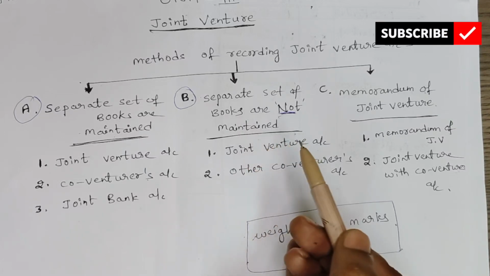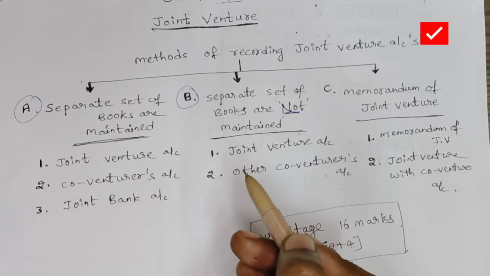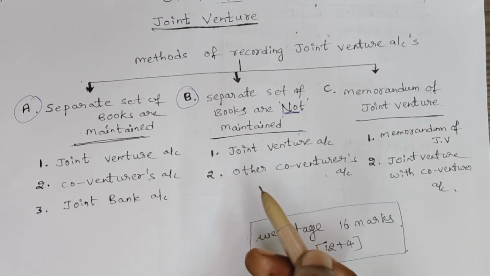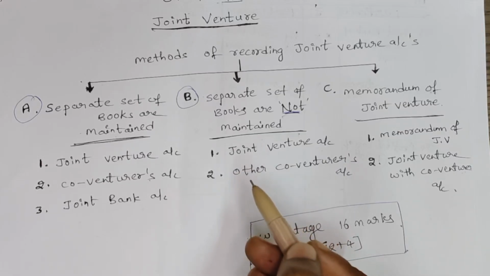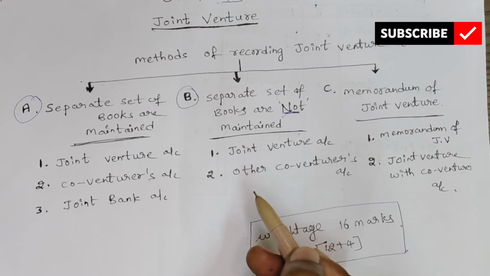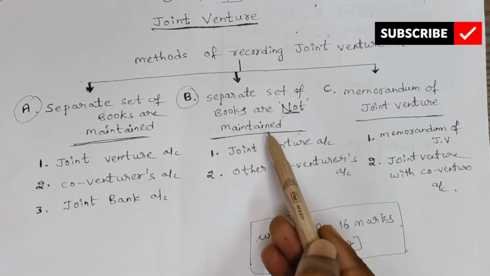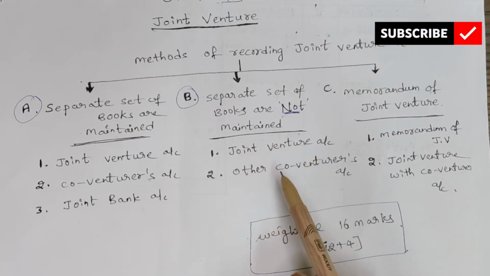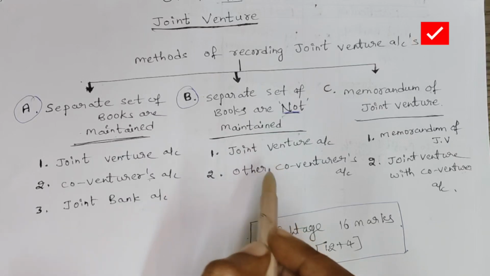Other co-venturers account: if B is preparing the books, B will not prepare B's account because no one prepares their own account. He will prepare A's account. That is nothing but other co-venturers account. So when separate set of books are not maintained, we need to maintain two accounts: one is joint venture account, the other is other co-venturers account. Clear? On this topic we will do one solution.